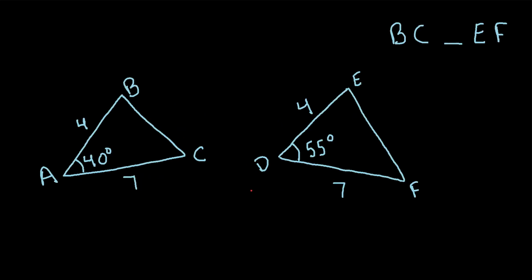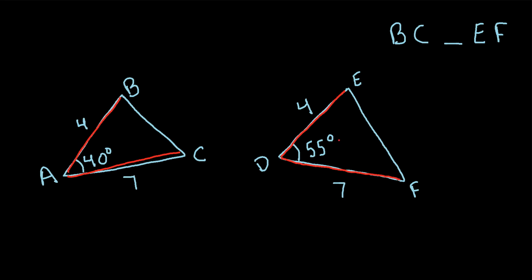All right, let's check out this example. We have triangle ABC where this side length is 4, this side length is 7, and the included angle is 40 degrees. And then we have triangle DEF where, again, it shares the same side lengths, a 4 and a 7, but the included angle is 55 degrees on this one. According to the Hinge theorem, which side length should be longer, BC or EF?